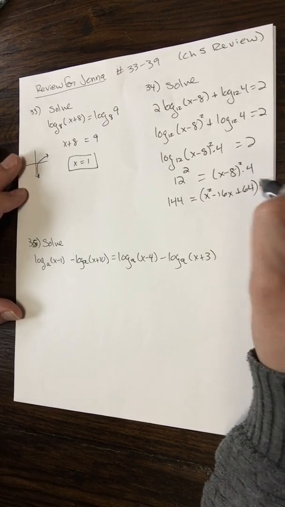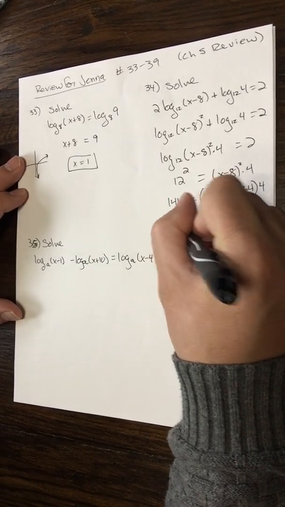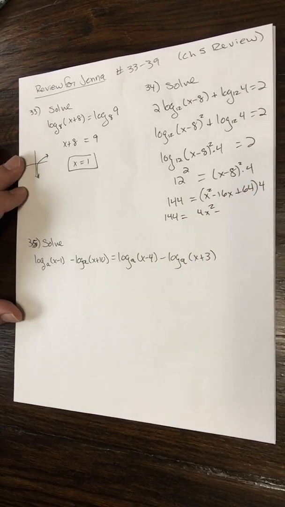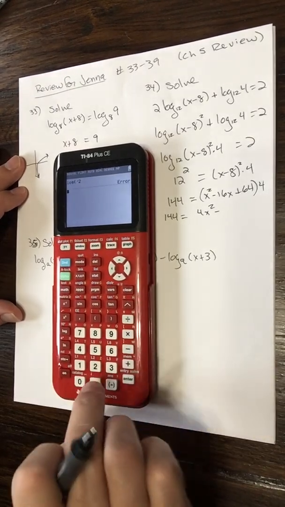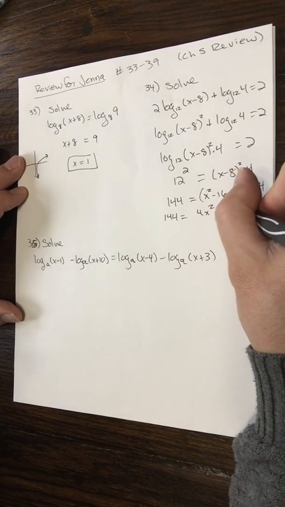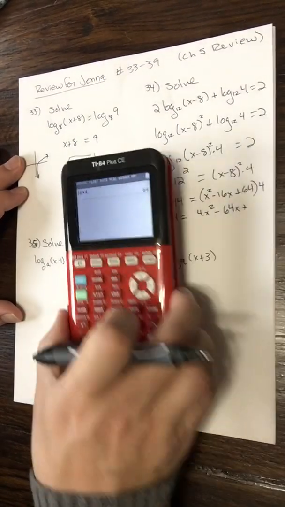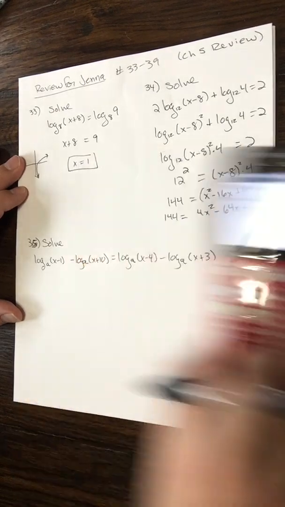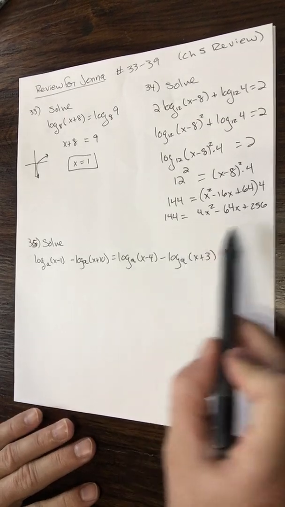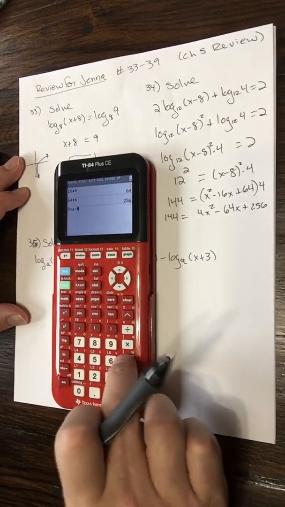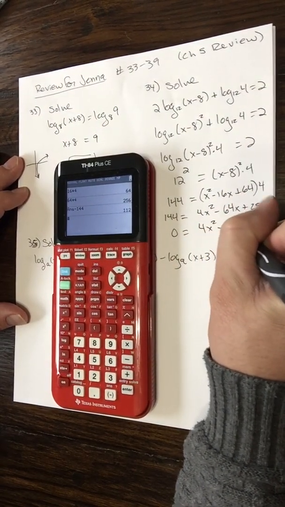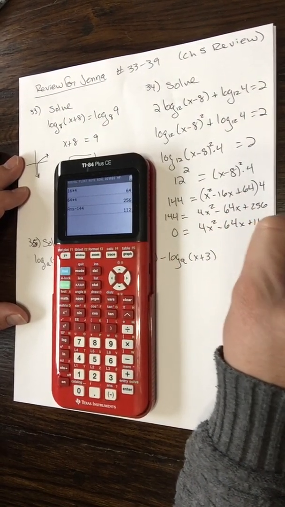And then I have to distribute this 4. So I have 144, hopefully I don't run out of room here, is going to be 4x squared minus 16 times 4. I'm not really sure about the 16 times 4 in my head there. I was doing really good for a second. 64x plus, yeah, there's no way I know 64 times 4, so 256. Okay, then clearly I'm going to want to subtract 144, so I'm going to go 256 minus 144, and I get 0 is equal to 4x squared minus 64x plus 112.